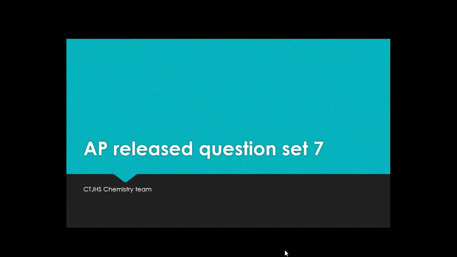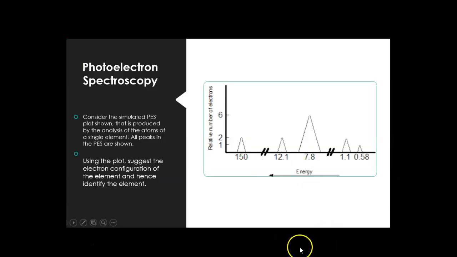This is a review of Johnson High School AP Released Question Set number 7. And the first one is on photoelectron spectroscopy, and you might remember that a PES uses very high energy to extract the electrons, and ultimately all the electrons, from atoms. And you get a trace of the energy needed to extract them versus the relative number of electrons, and the PES looks like this.